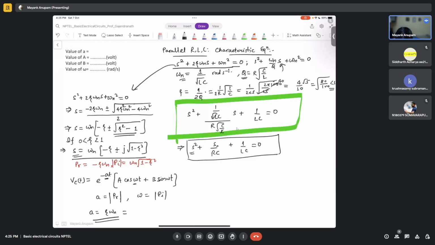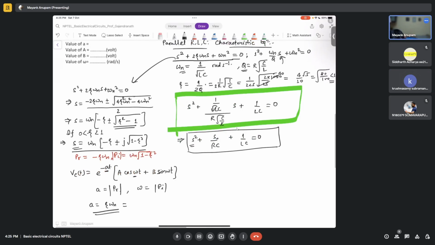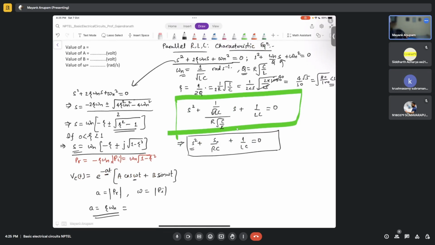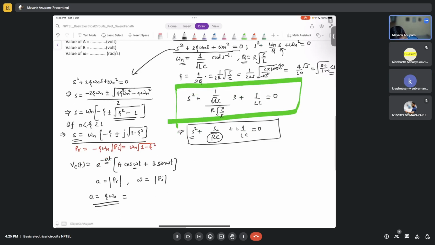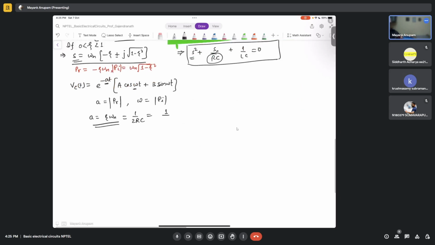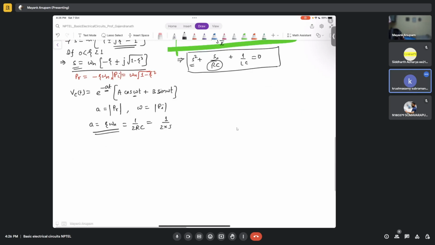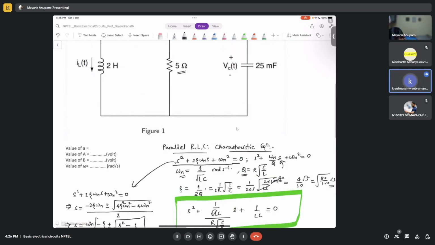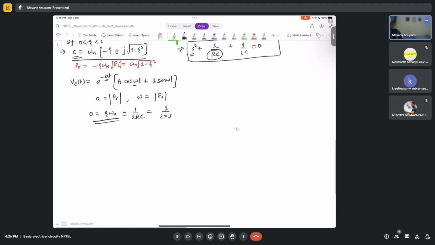So what is zeta omega n? Zeta omega n is 1 over 2RC, right? 1 over 2 times 5 ohm, which is 10, and this is 25 millifarad. So 25 milli is multiplied by 1000.